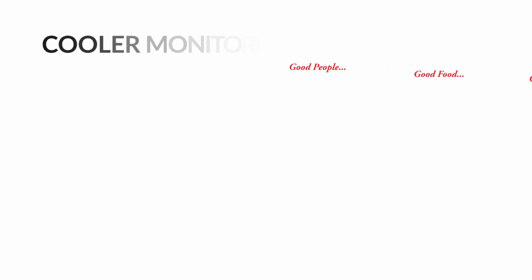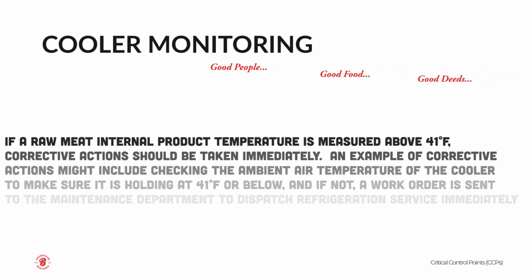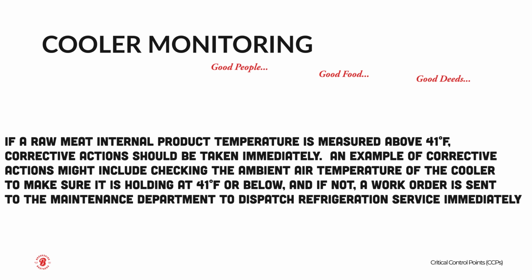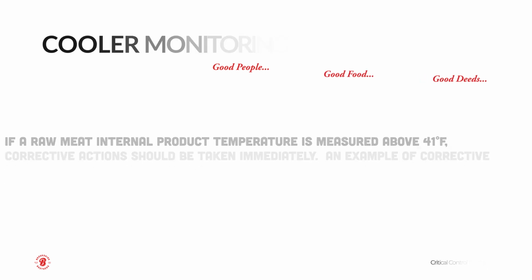If a raw meat internal product temperature is measured above 41 degrees Fahrenheit, corrective actions should be taken immediately. An example of corrective actions might include checking the ambient air temperature of the cooler to make sure it is holding at 41 degrees Fahrenheit or below, and if not, a work order must be sent in to the maintenance department to dispatch refrigeration services immediately.